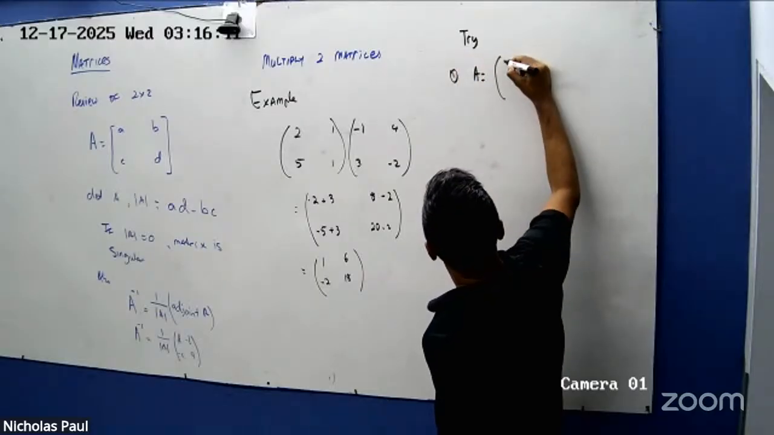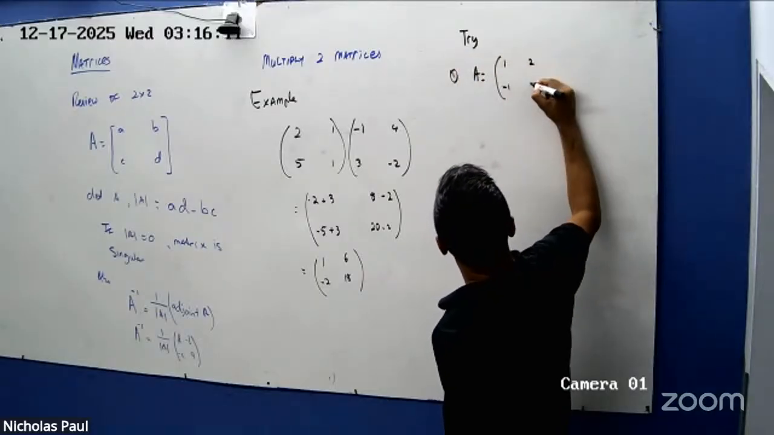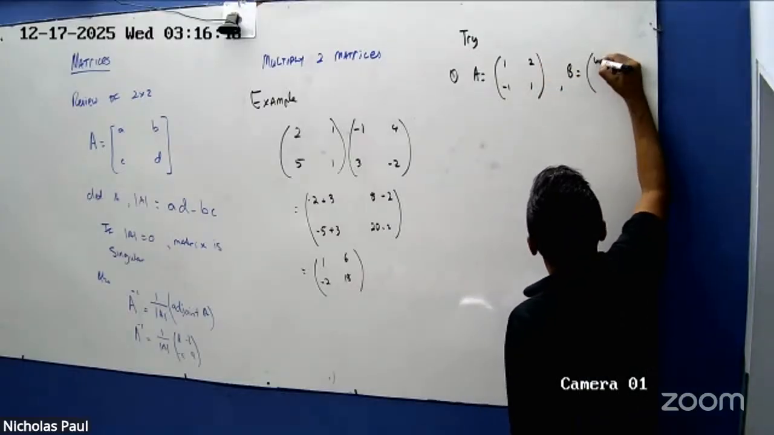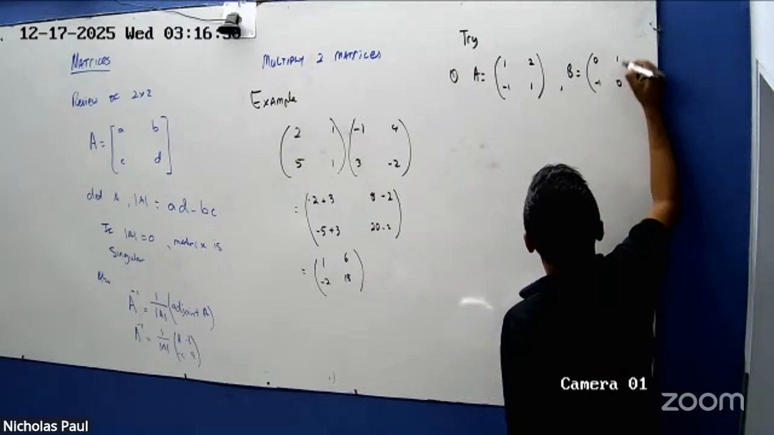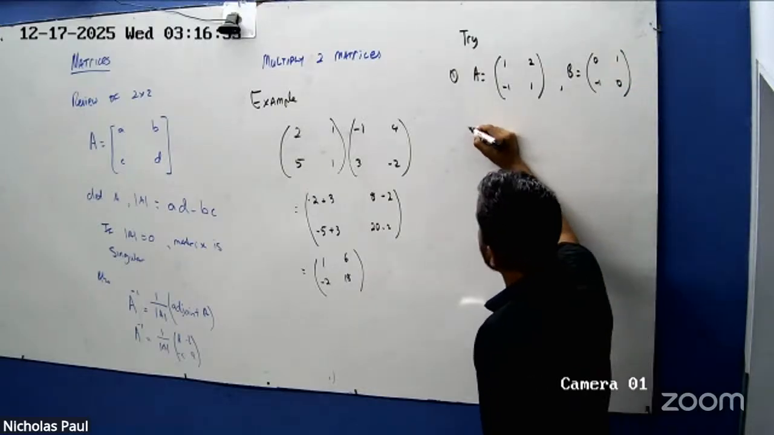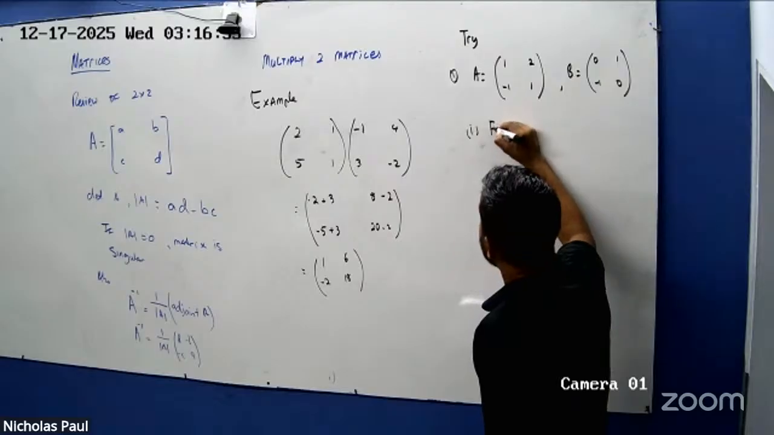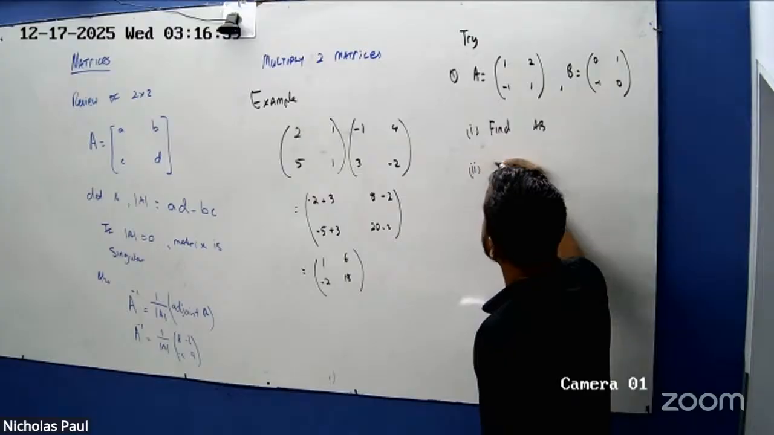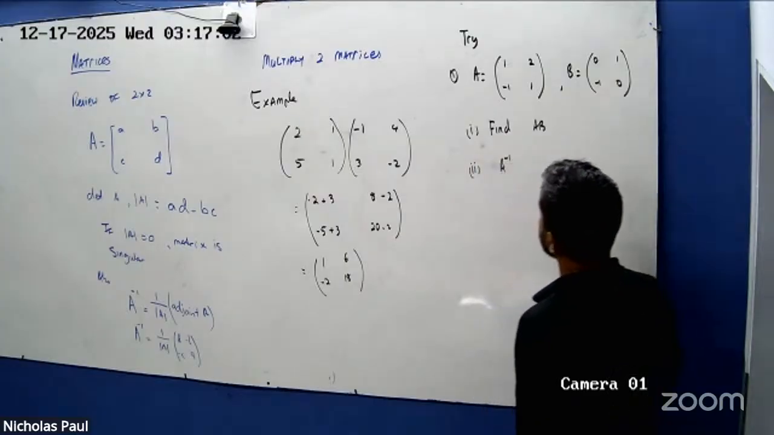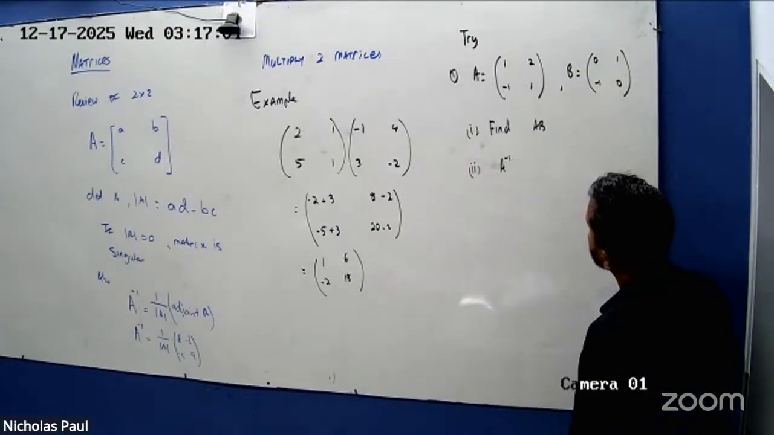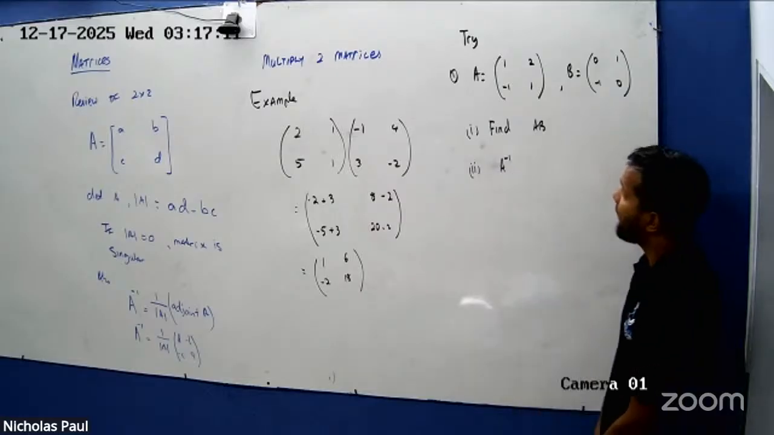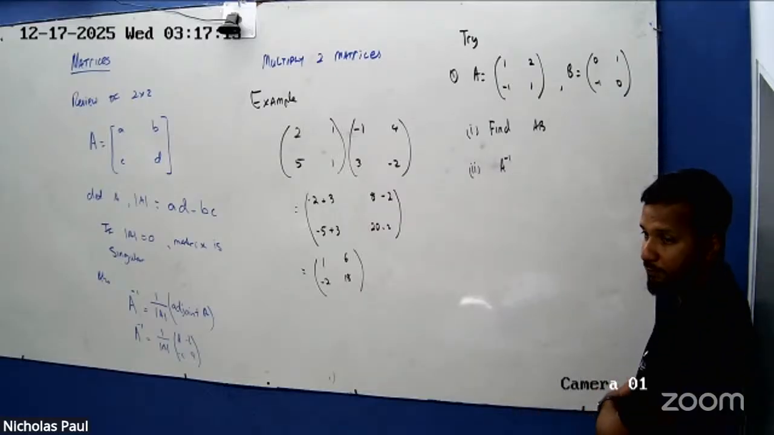I'm giving you a matrix A, 1, 2, minus 1, 1, and I'm giving you a matrix B, 0, 1, minus 1, 0. For part 1, I would like you to find AB, and part 2, find the inverse of A. Find AB and then find the inverse of A.